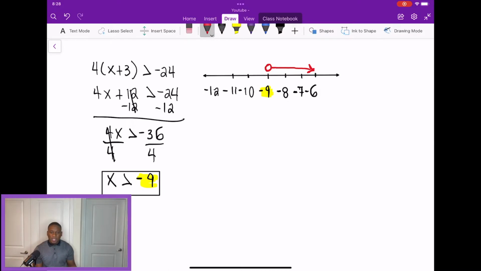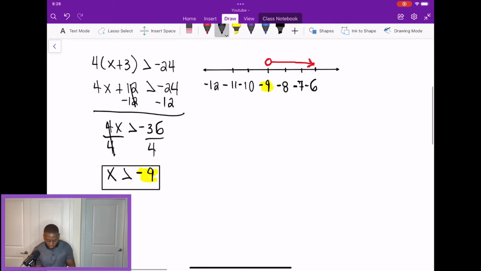But let's say we have a different problem and we have a greater than or equal to sign. What do those graphs look like? So let's write our problem out. And I'm going to switch colors so this sticks out a little bit more. All right, so we got our problem written out.